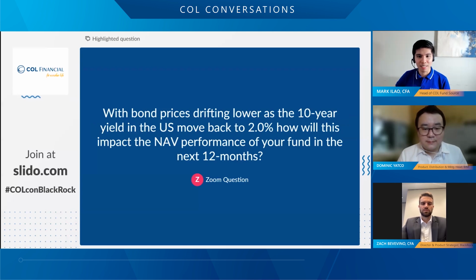With bond prices drifting lower as the 10-year yield in the US moved back to 2%, how will this impact the NAV of your fund in the next 12 months? So, Zach, maybe a quick comment. I understand, as you mentioned earlier, the fund is well diversified, but would this kind of move have any significant impact on the performance of the fund?